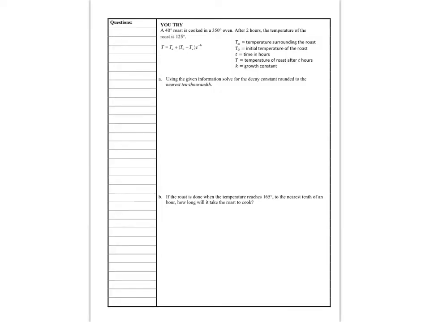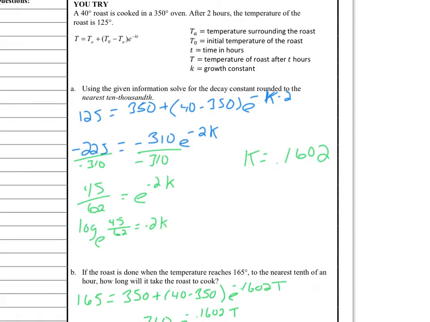Okay, so the you-try question, again, extremely important. I'm going to go ahead and post the answers here in a second, and then I'll go through it real quick. But it is extremely important that you do this and not just skip it and then listen to me talk about it again. Okay, so here we go. Got to plug in. The first value for T, the temperature of the roast after t hours, they tell us is 125. So we plug in a 125.